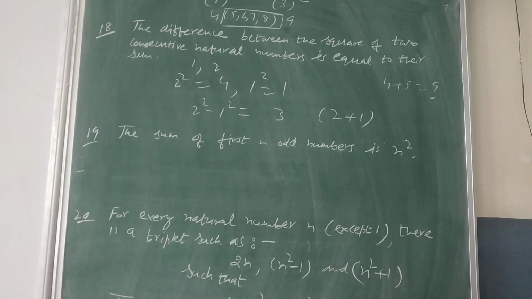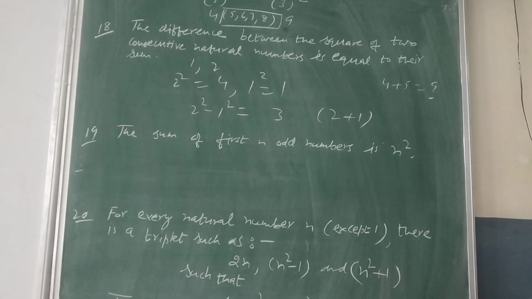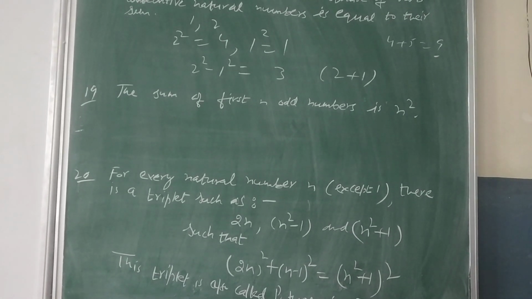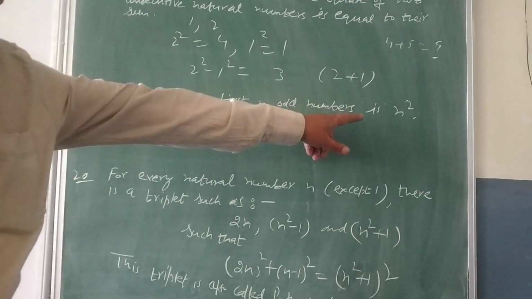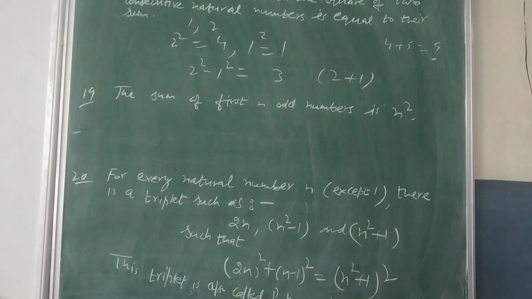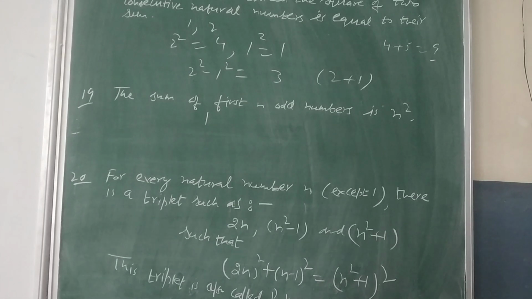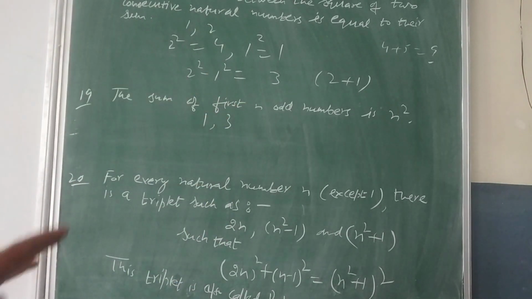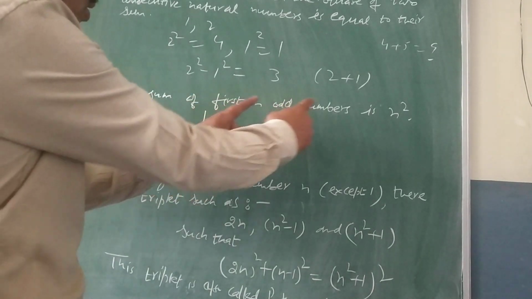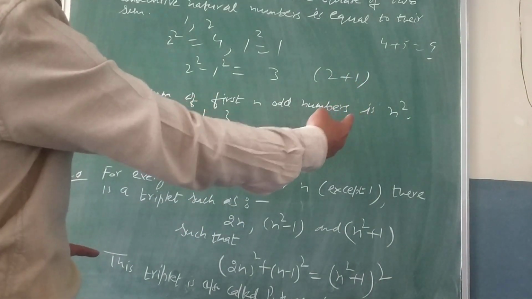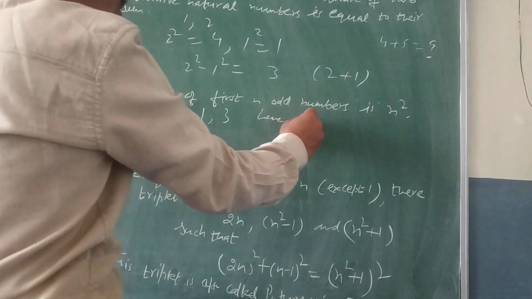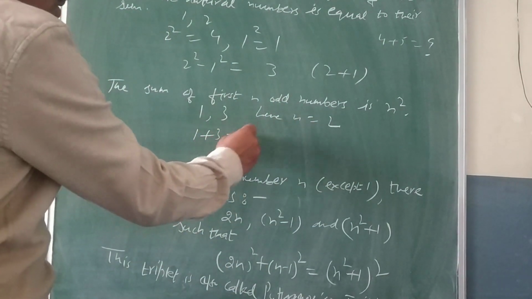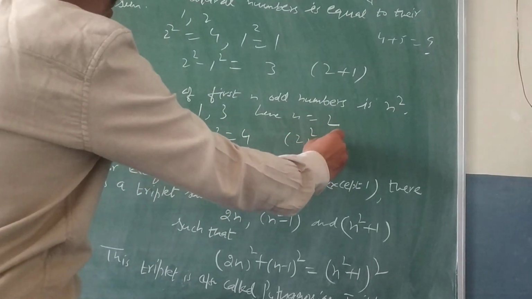Then the 19th property: the sum of the first n odd numbers is n square. This is also a very interesting property. The first odd number is always 1, and the second is always 3. Suppose I am taking these two. The sum of the first n odd numbers is equal to n square. Here I have taken n is equal to 2. So 1 plus 3 is equal to what? 4, and that is equal to 2 square.